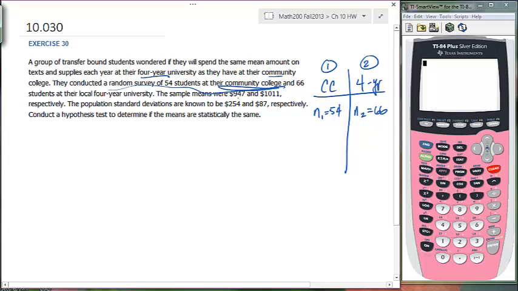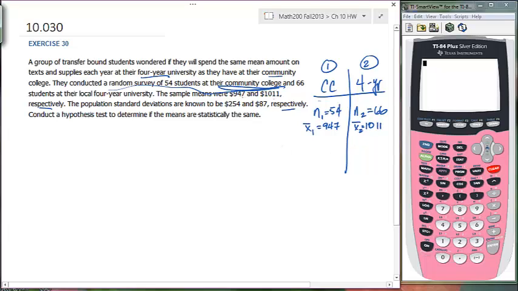The sample means were 947 and 1011 respectively. Now it's important that we've set community college first and four-year second, as they've presented it that way. Anything that comes after that, when they say respectively, is going to go in the order that it was presented. So community college was first. When they say the means were 947, that's x1 bar, the mean for community college, $947. The mean for the four-year universities is 1011.